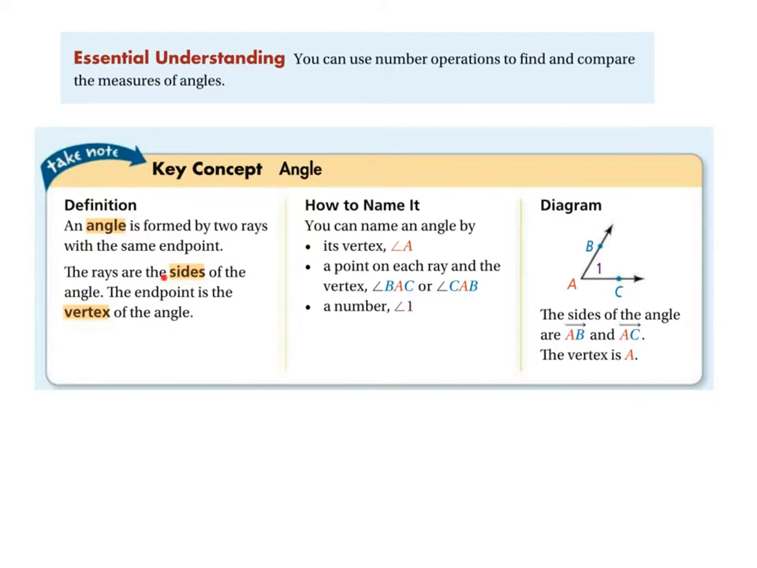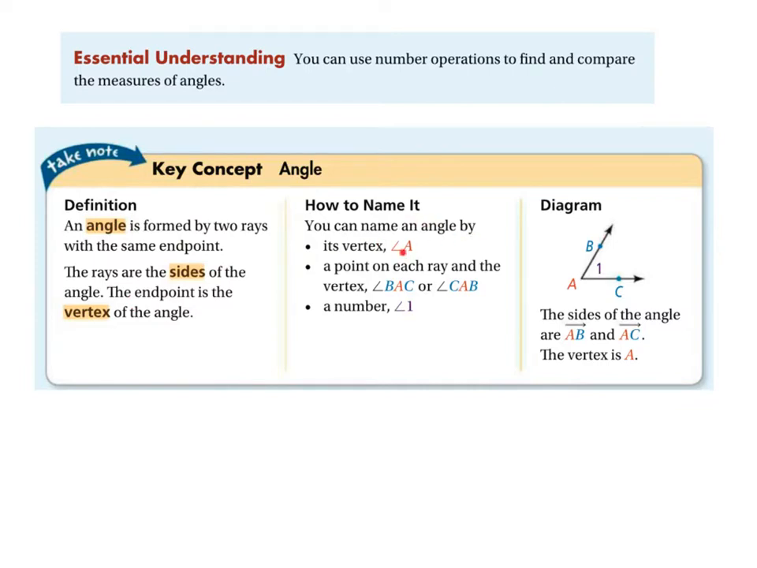Now, the rays are the sides of the angle, and we call the endpoint where they come together the vertex of the angle. And another way you can think of an angle is simply a measure of how much one ray is rotated around that vertex point away from the other one. And we will be able to quantify or give that a number based on how much rotation it has. Okay? How do you name it?